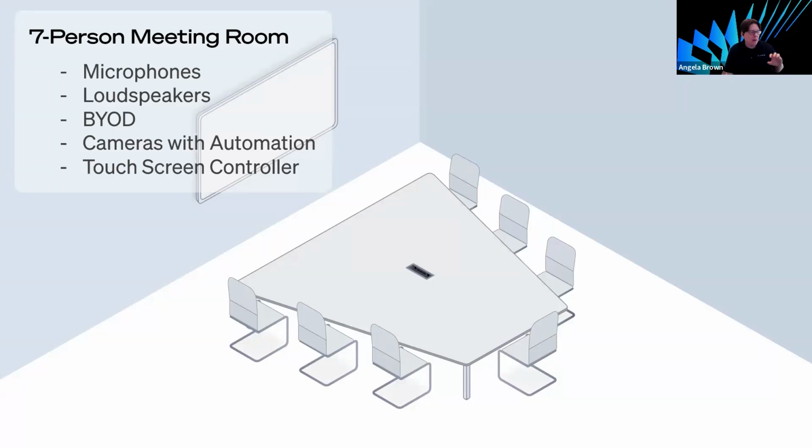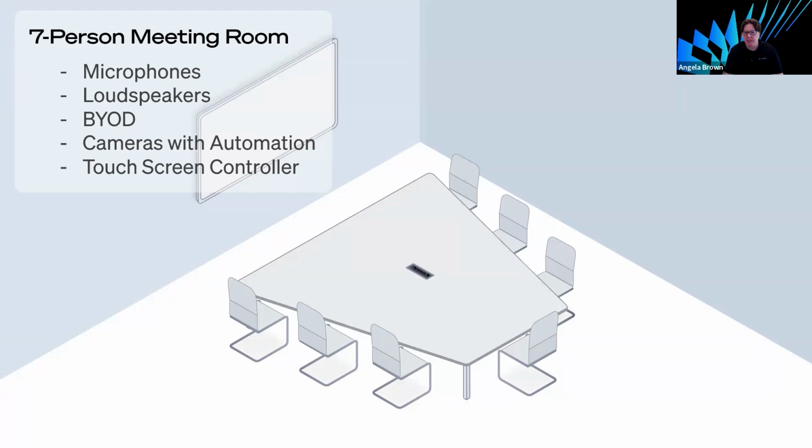So our customer has very appropriately put in a wedge-shaped table because they understand camera sightlines. And they want to have microphones on the table. They want to have loudspeakers in the room. They want to have cameras. They want to have a touchscreen controller. And they want to be able to bring their laptop and access all of that.